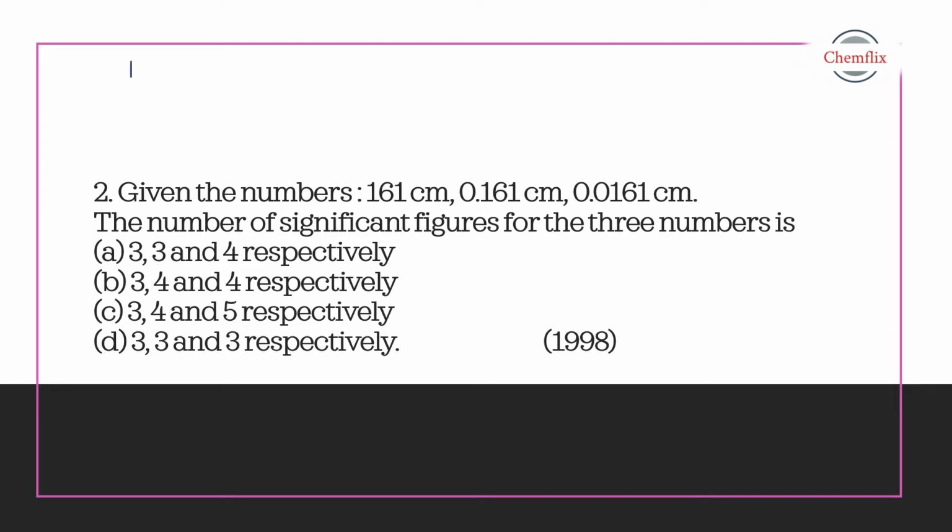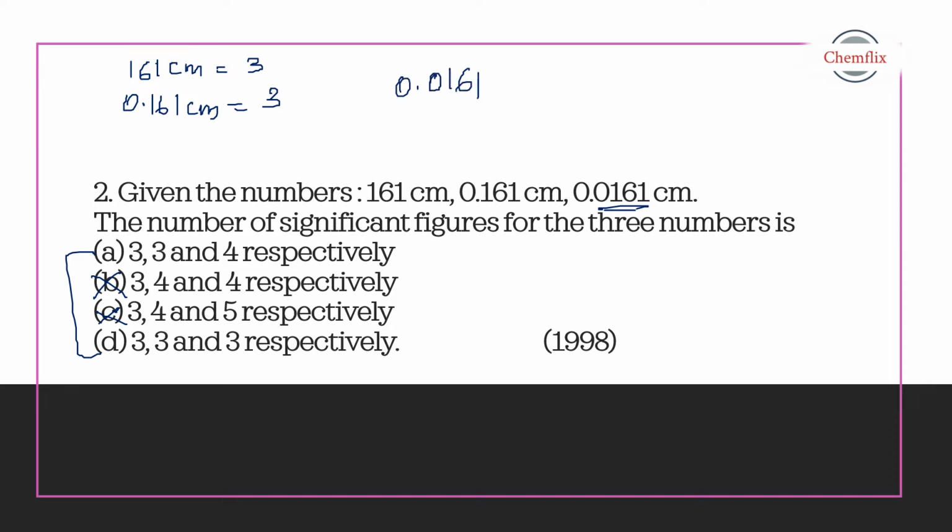So 161 centimeter: how many significant figures? 3 significant figures. 0.161 centimeter: you know that the zero to the left of the decimal point we will not count. So this also has 3 significant figures. So obviously option B and option C are ruled out, remaining A and D. So it depends upon the last one.